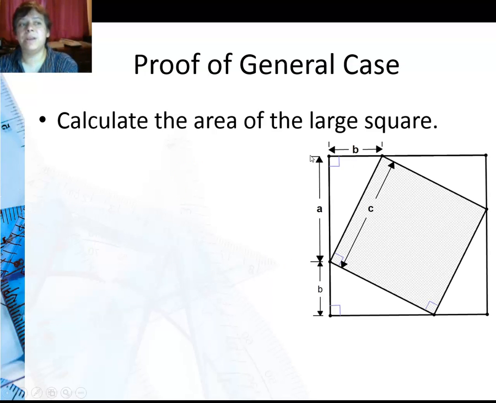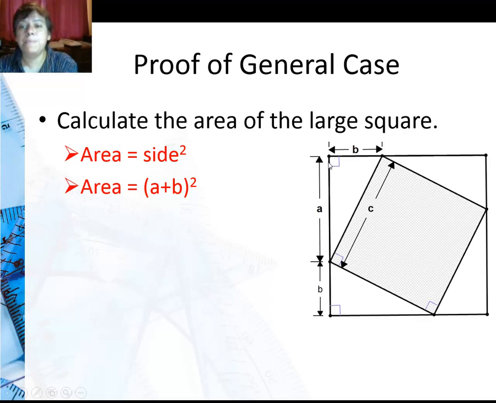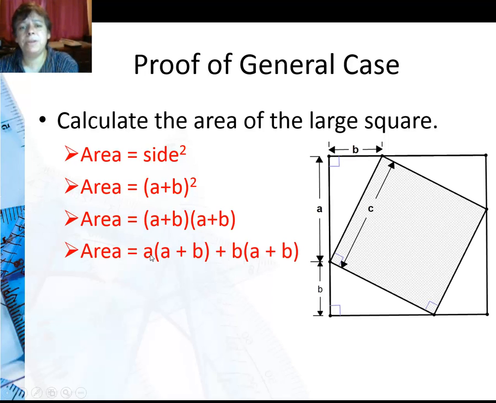Now I'm going to look at the area of the larger square. And how am I going to calculate that? Well, for a square, area is side squared. In this case, it's going to be (a plus b) squared, which is the same as (a plus b) times (a plus b). Now, I'm going to break this up a little bit so I can use the distributive property. This is the same as a of these plus b of these. So I have a times a, which is going to be a squared, a times b, which is ab, plus b times a, which I'm just going to write as ab, plus b times b, which is b squared.